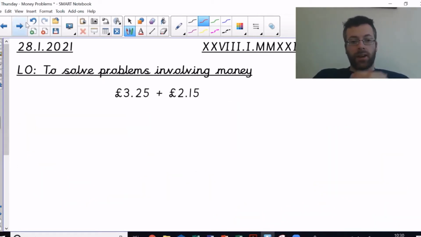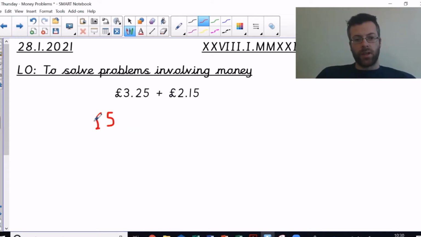Some of the things that you might get, so you've not got the coins to help you, but you might have to do some adding up, like £3.25 add £2.15. So you could use an informal method and do, well, £3 add £2 is £5. 20p add 10p is 30p, plus the 5 and 5 is 40p, so it's £5.40. Okay, nothing wrong with that.